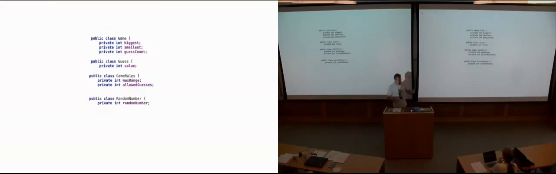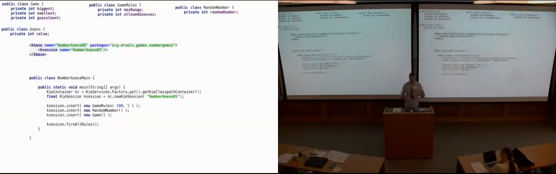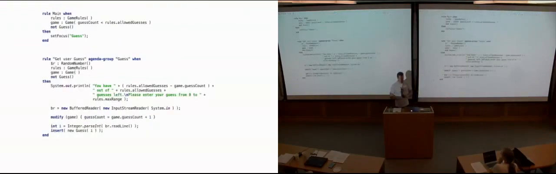So this is a Java-based system. This is your Java class. So we have the game. It has 3 fields, biggest, smallest, and guess count. You have the guess, which is the current value. The game rules, which is the maximum range, 0 to 25. The allowed numbers of guesses, 5. And the random number which it selects. This is just how we load and initialize a system within Drools. And now you can start to see the game.